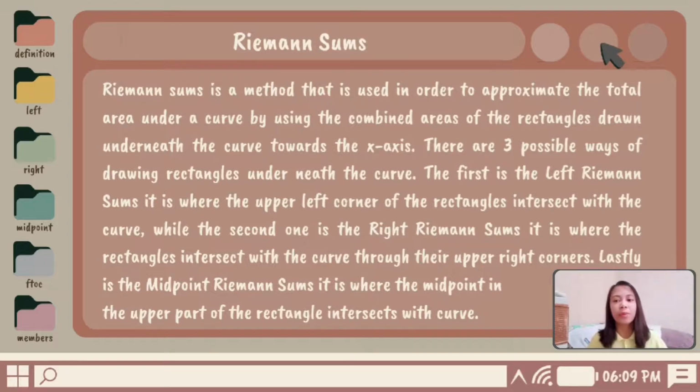There are three possible ways of drawing rectangles underneath the curve. The first is the left Riemann sums, where the upper left corner of the rectangles intersect with the curve, while the second one is the right Riemann sums, where the rectangles intersect with the curve through their upper right corners. Lastly is the midpoint Riemann sums, where the midpoint in the upper part of the rectangles intersect with the curve.